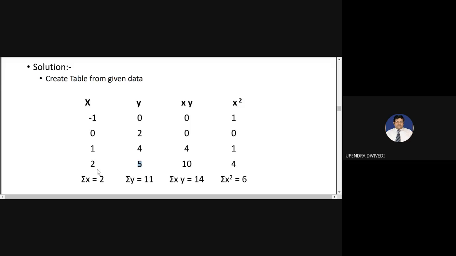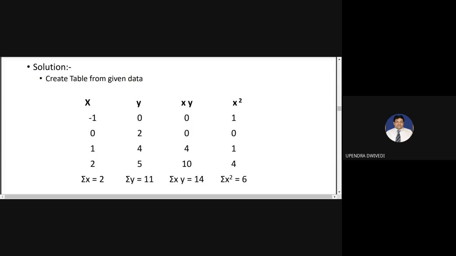Now we'll take the summation of all the x values. So the summation of x will be minus 1 plus 0 plus 1 plus 2, which is equal to 2. We again take the summation of all the y values. So that will be 0 plus 2 plus 4 plus 5, which is equal to 11.